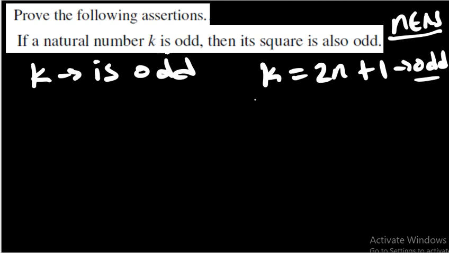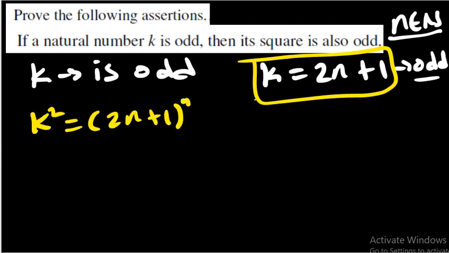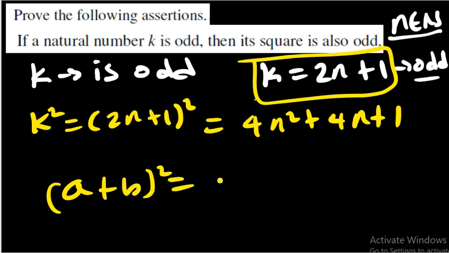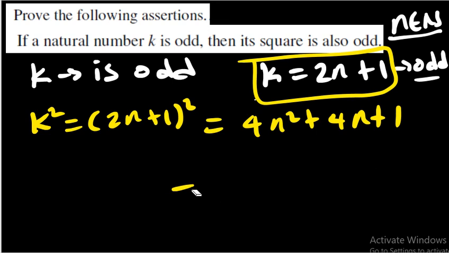Now, if a natural number k is odd, we represent it by 2n plus 1. Therefore, let us square, because our objective is to see the square of it. That means k squared means we are going to square (2n plus 1) the whole squared. And this square will be 4n squared plus 4n plus 1. How do I do it? Because (a plus b) the whole squared, if you remember from binomial expansion, is a squared plus 2ab plus b squared. I just apply this formula, or you can expand it, but you need to recall this.